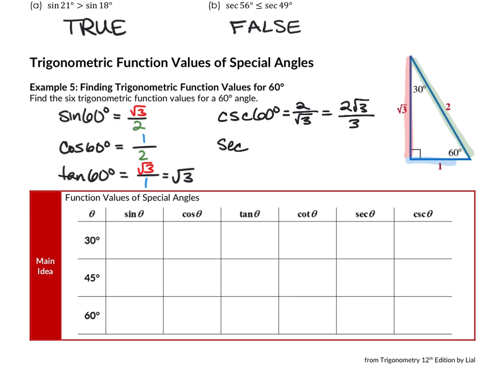The secant of 60 degrees is just going to be the flipped over version of cosine, which in this case is just 2. And then the cotangent of 60 degrees is, again, the reciprocal of tangent, but when we rationalize that denominator, it'd be square root 3 over 3. There we have our 6 trig functions.